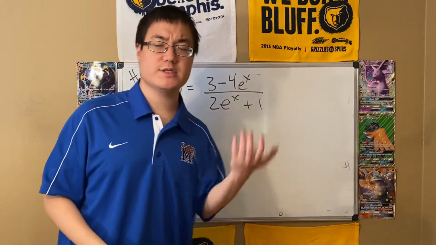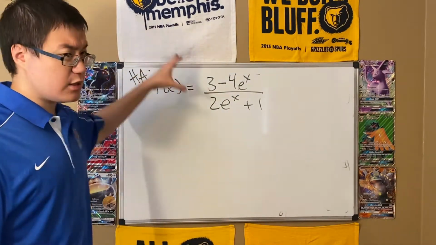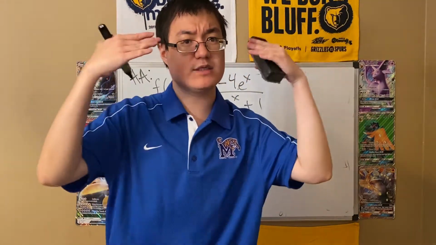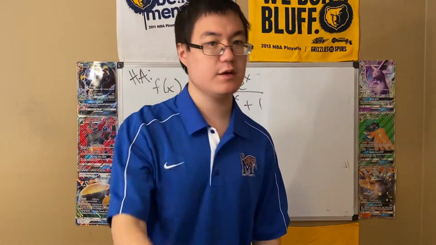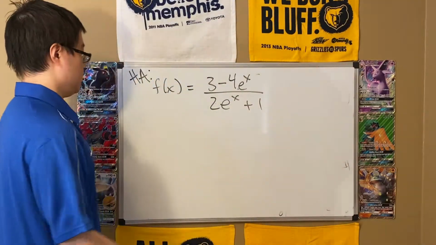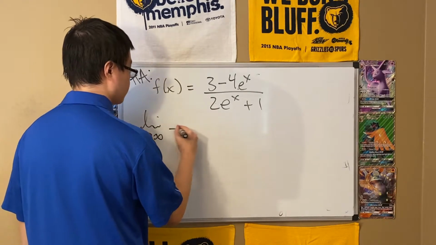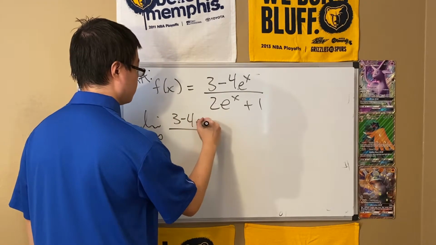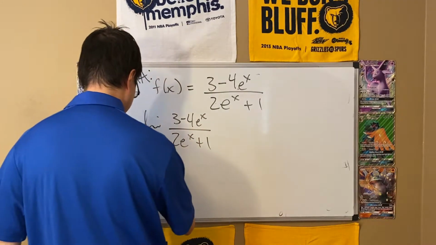And again, what you do is you set up two limits, one to infinity and one to negative infinity. Right when you see horizontal asymptotes, this is the most important thing of this video. Right when you see the words horizontal asymptotes, find these two limits, one to infinity, one to negative infinity. So in this case, we're going to set them up. 3 minus 4 e to the x over 2 e to the x plus 1. And then we're going to set up this limit as well.